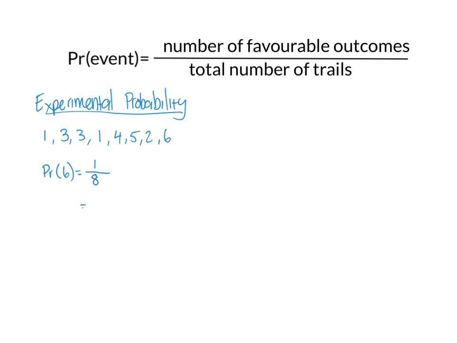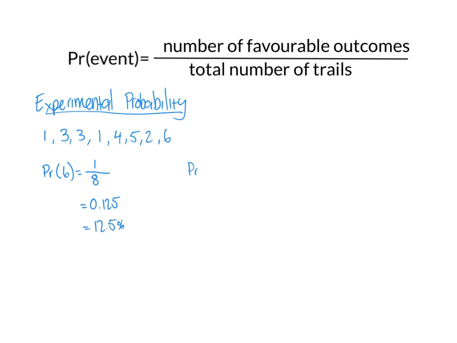Now, if we wanted to see this probability as a decimal, we would have 0.125. If we wanted to see this as a percentage, well, then we'd have to times that by 100, and it is 12.5%. Let's have a look at another one.